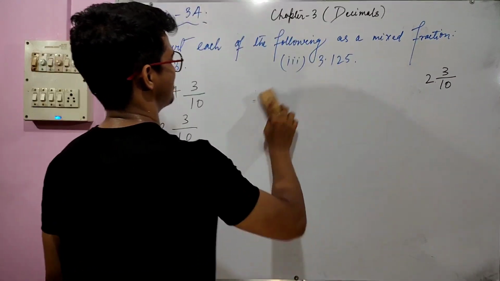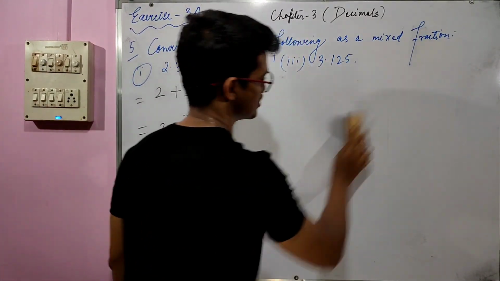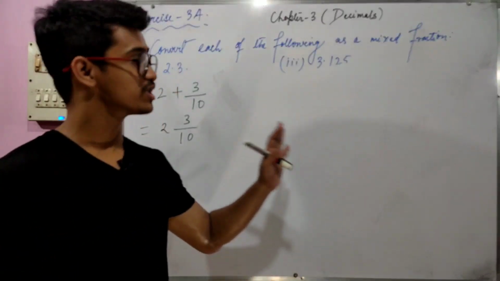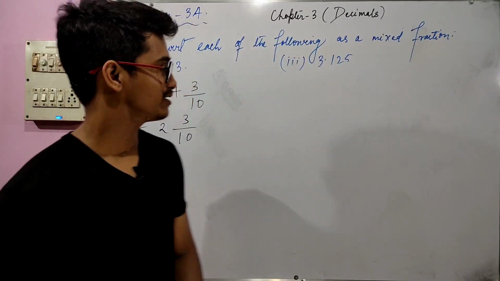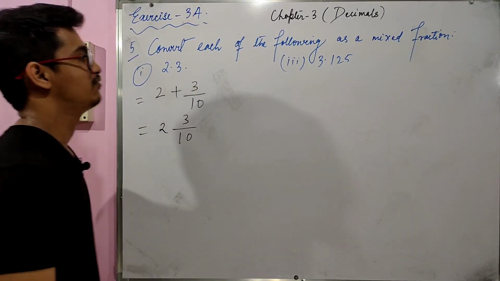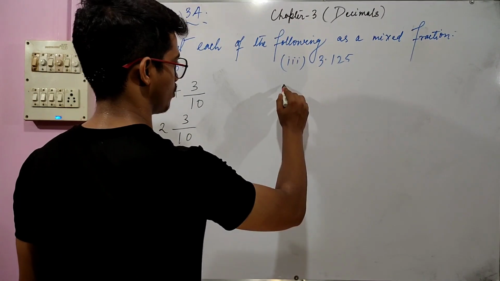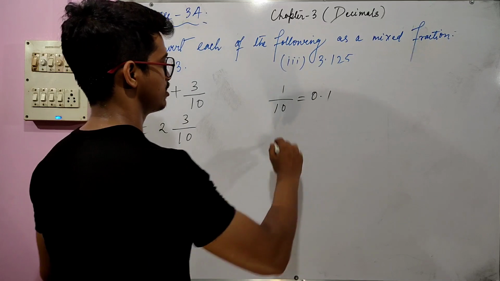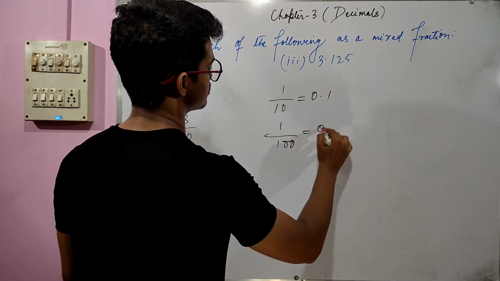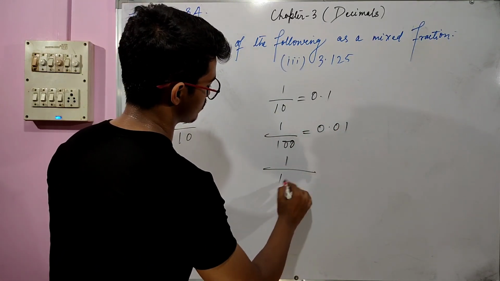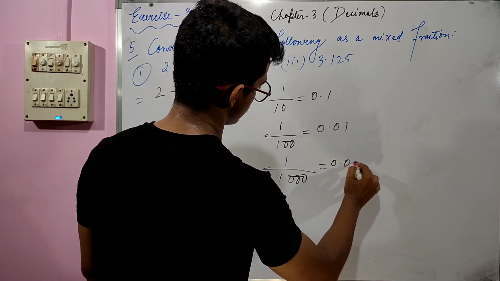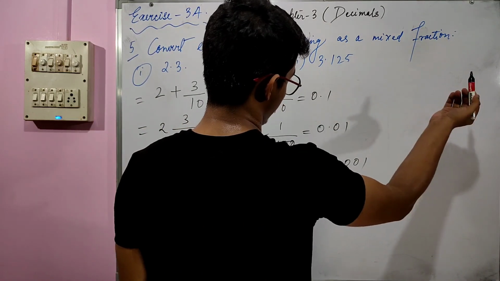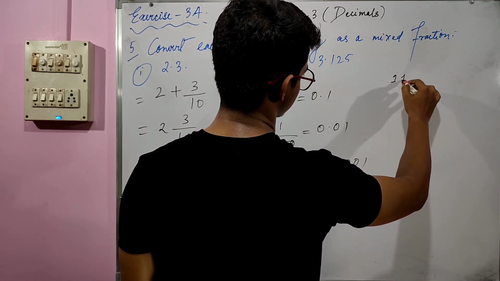Since I have written this question, let me just solve this one also. Alright, so let me discuss one more method of solving this particular question. Another method of doing this is, let's understand one more thing. 1 by 10 is there, so we will write 0.1. If 1 by 100 is there, we will write 0.01, right? If 1 by 1000 is there, we will write 0.001.